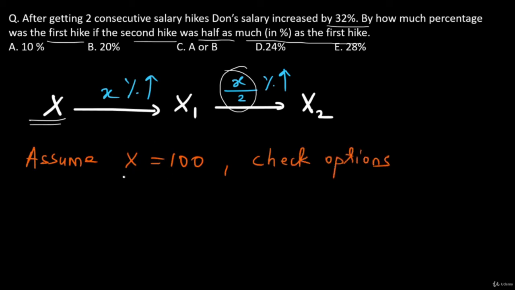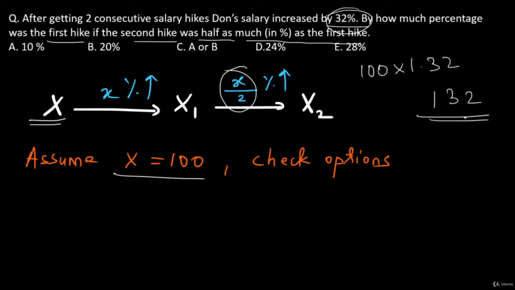Now if the initial salary was 100, after getting the 2 hikes, he should go to 132, right? Because the net hike is 32%. So 100 into 1.32 gives you 132, or you can think of it as 100 plus 32 by 100 into 100. In either case, you go to 132, right? Alright, now let's check the options.